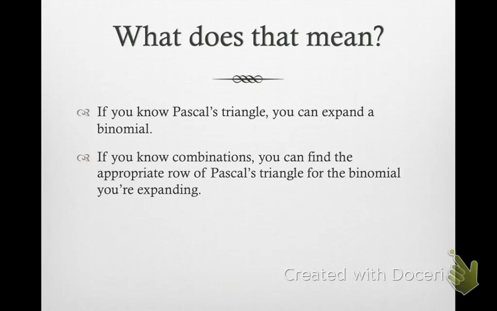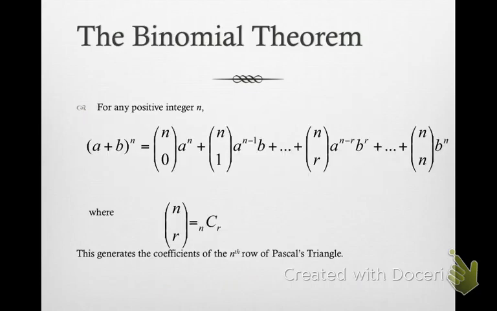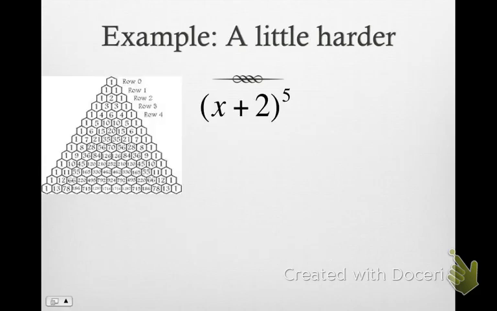So the whole point of looking at this is because you already knew that if you knew Pascal's triangle, you could expand a binomial. Maybe you didn't know, maybe this is review, but if you know combinations, you can find the appropriate row of Pascal's triangle so you can expand a binomial. We'll take a look at an example after I just show you what this formula looks like a little bit more formally.